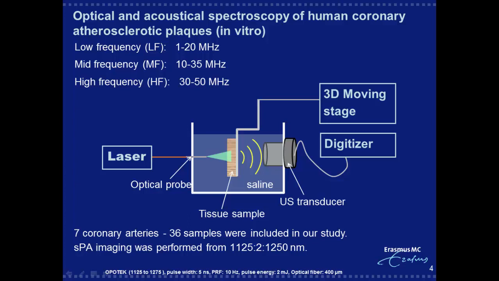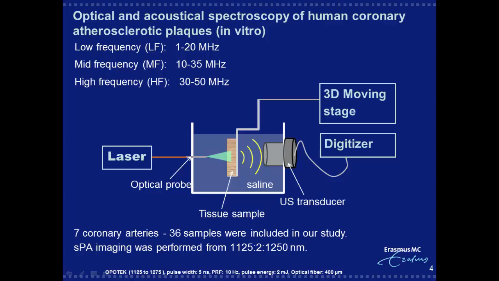This is the setup. We have a 400 micrometer forward-looking optical probe to deliver the light, and we place the transducer at the other side, and we combine two transducers to cover a relatively wide frequency receiving range. One is from 1 to 20 MHz. We refer to it as a low frequency transducer, and the other is from 10 to 35 MHz. We call it a middle frequency transducer. And for comparison, we also include the data from a high frequency transducer as we published before. And this high frequency transducer is from 30 to 50 MHz.